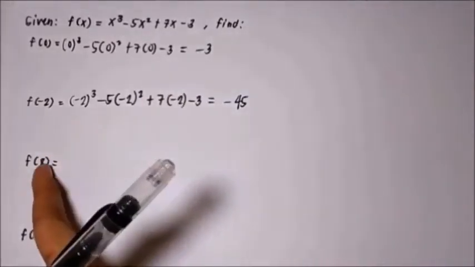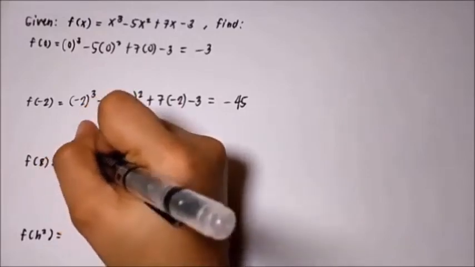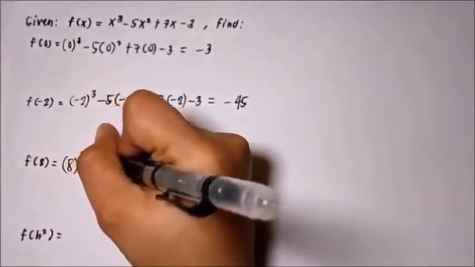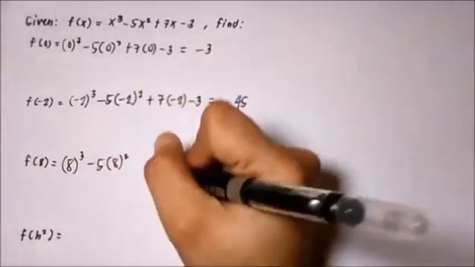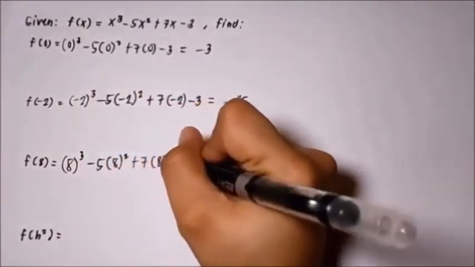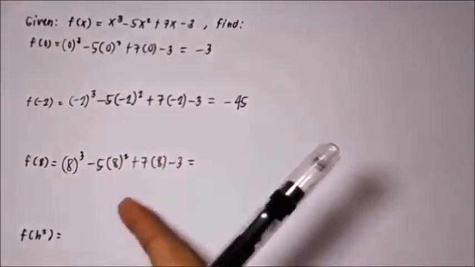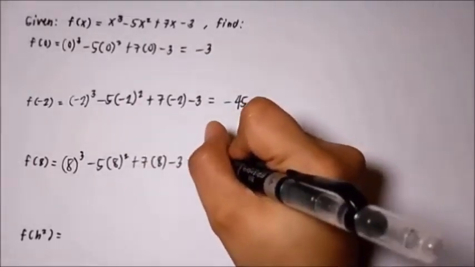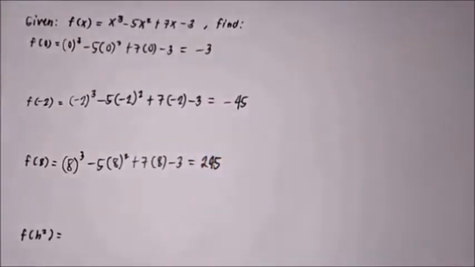Another function is f of 8. So we have 8 raised to 3, minus 5 times 8 squared, plus 7 times 8 minus 3. If we evaluate this, the result would be 245.